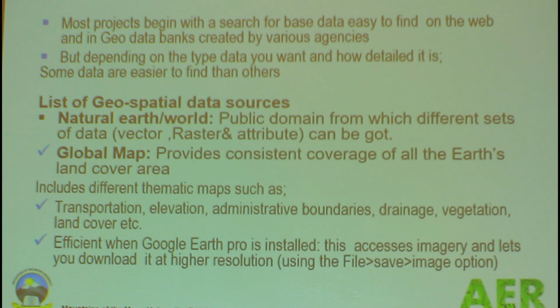These global maps include different thematic maps. It could be transportation, elevation, administrative units, drainage, vegetation, and other things. And these global maps can efficiently be used when you have Google Earth installed on your device, or these days what we call Google Earth Pro. When it is installed, you can navigate through Google Earth and look at this spatial data. I don't know whether I can demonstrate Google Earth for you, which is one of the biggest sources of spatial data.